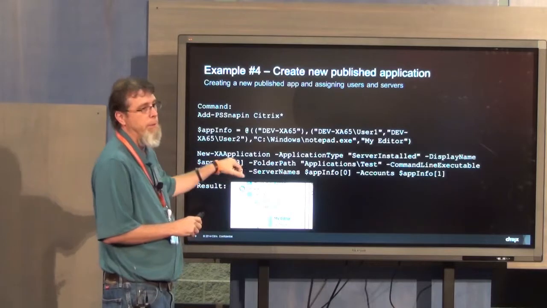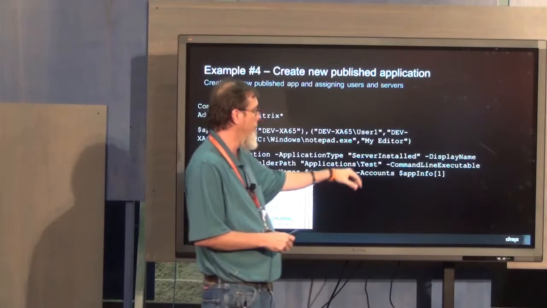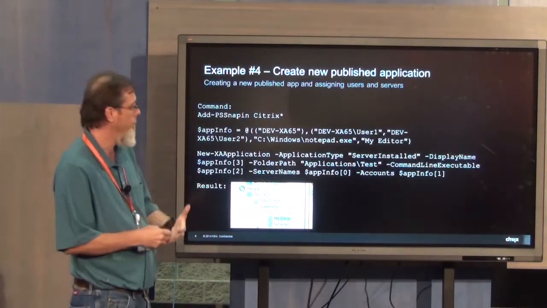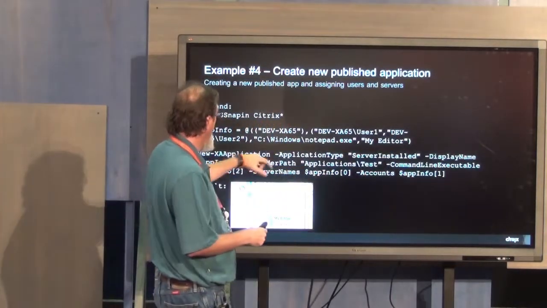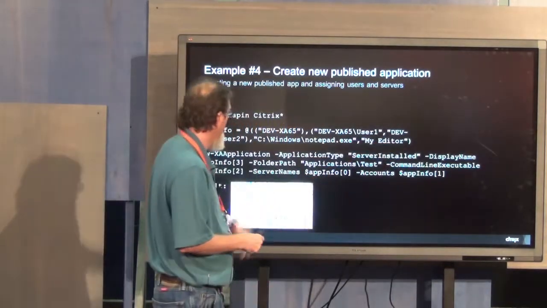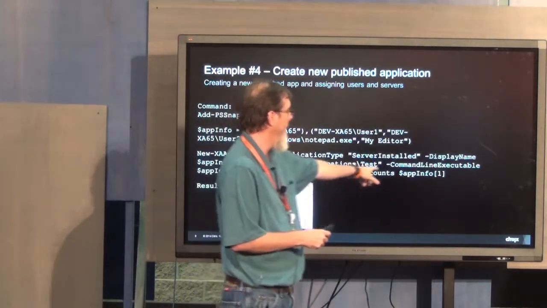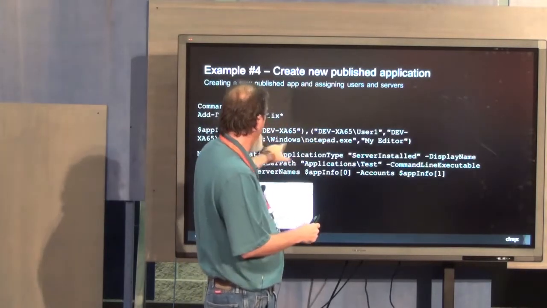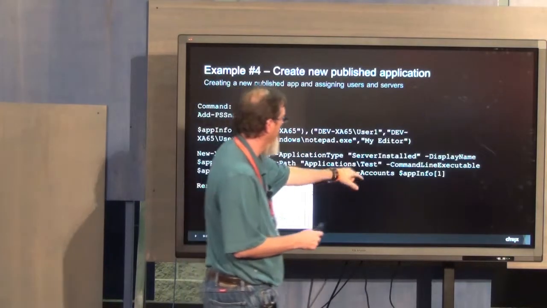This is the PowerShell command that's actually creating the application. We have to tell it the application type, which is server installed, right, which is a published application versus content or desktop, right? The display name we want to be this array, which is this guy right here, my editor. Folder path, we want to put it in the application/test folder, right? The command line executable, we want it to be this guy right here, Windows Notepad. And then your server names is this, and your accounts is this.